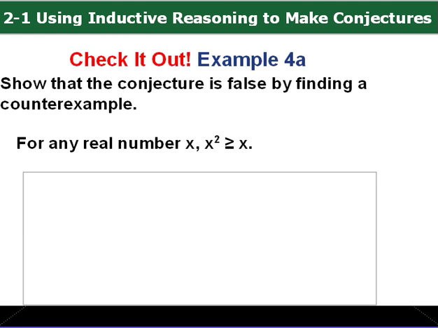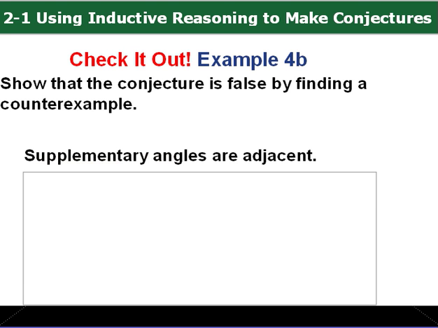Here is yours now. Check it out. Show that the conjecture is false and find a counterexample for any real number. It's a much larger set of numbers now. For real number x, x squared is greater than or equal to x. Good luck. And here's another one. Find a counterexample for the statement: supplementary angles are adjacent.